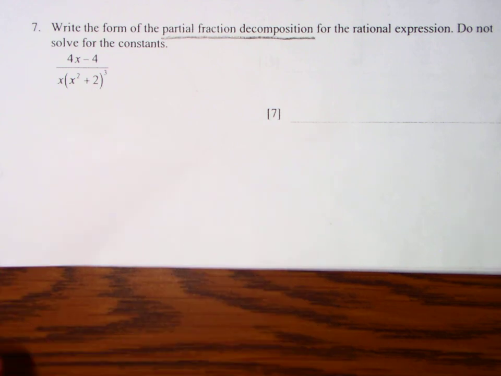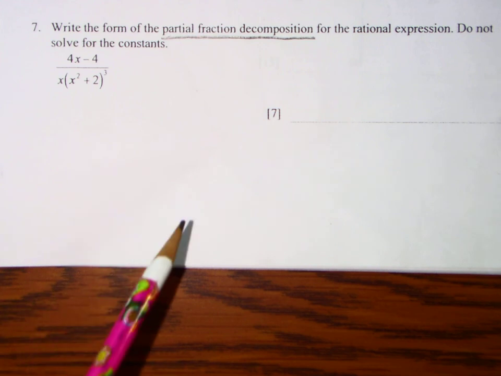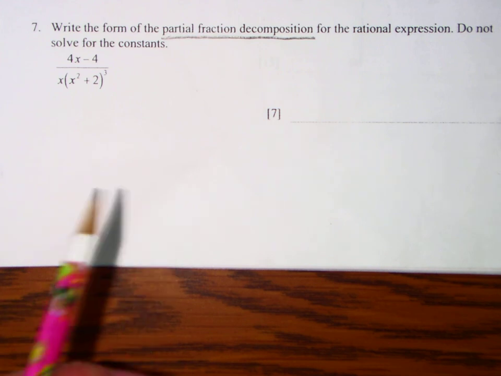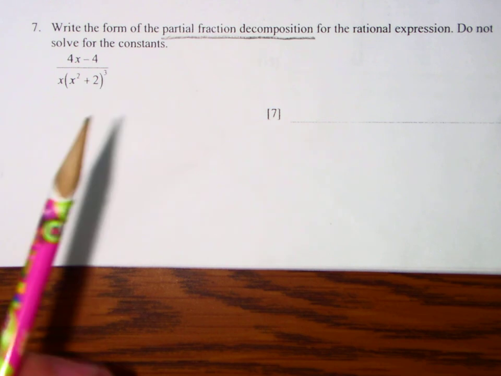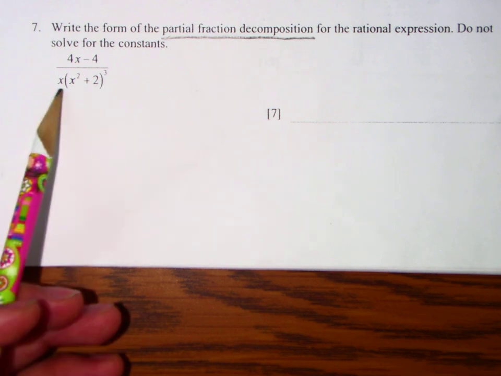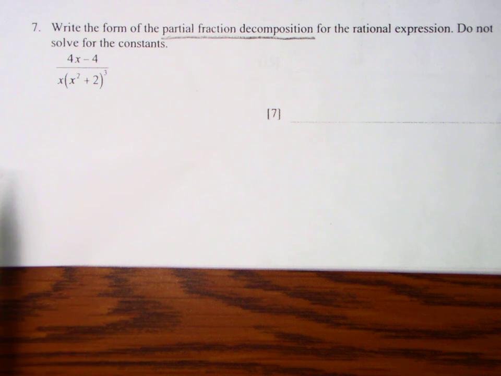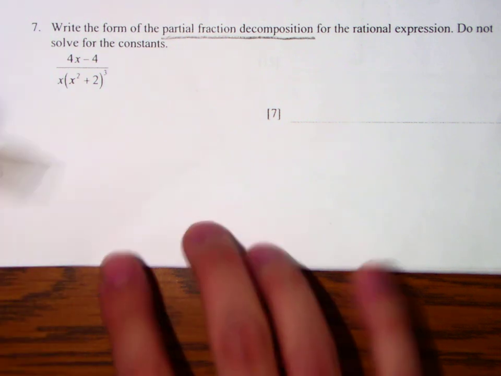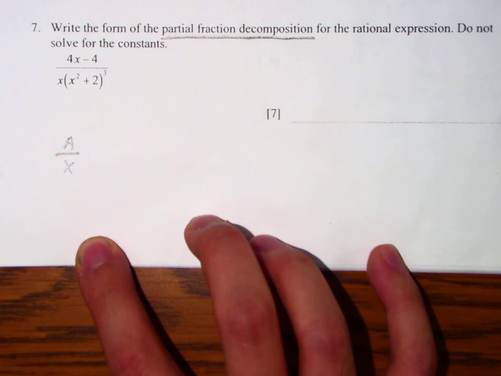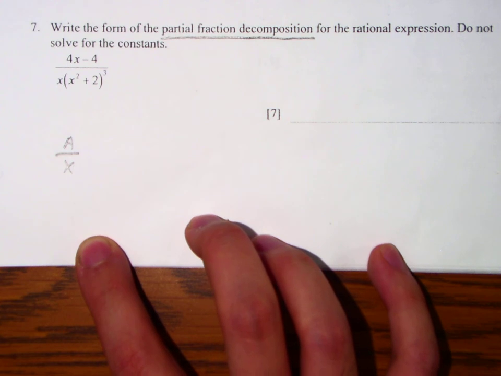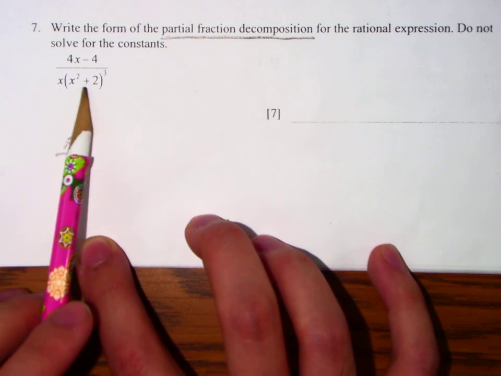Now we're looking for linear factors and quadratic factors. And then we're also looking at the multiplicity of the linear and the quadratic factors. Right here, we have x, that's one factor, and that's a linear factor. So we're going to have A over x. Okay, now we have a quadratic factor here, x squared plus 2.